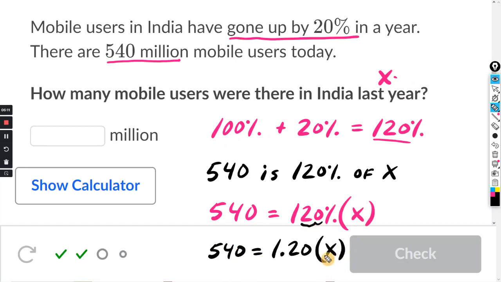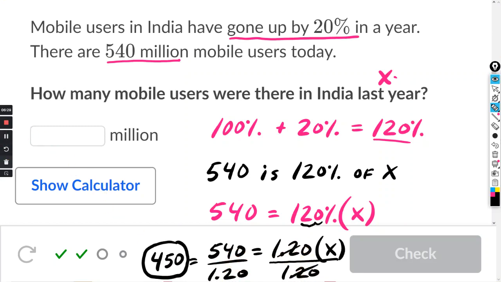Okay, solving for X, the opposite of times 1.2 is divided by 1.2, or 1.20. So you want to do that to both sides. And it cancels here. And then do this on the calculator. And that equals 450. Write it in the box. And the million is already written.